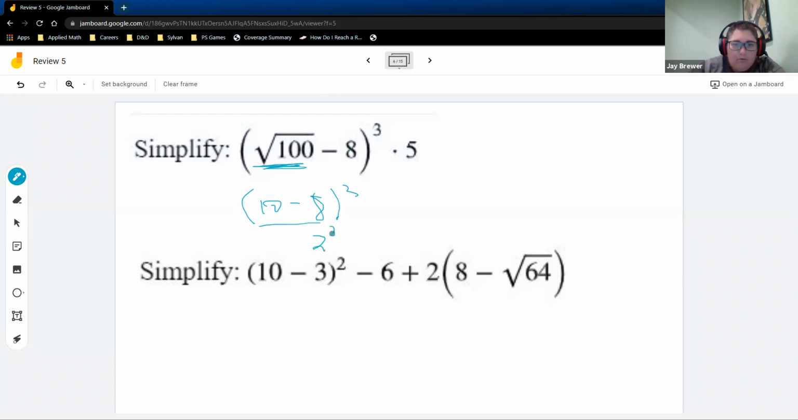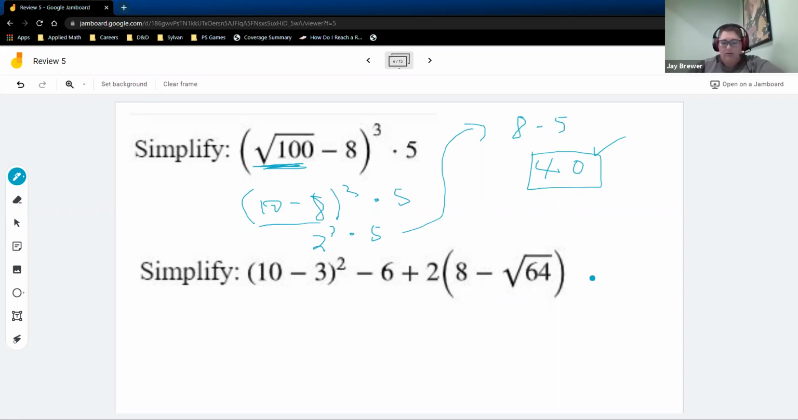So 2 cubed, and we still have to remember we have this times 5 out here. And then 2 cubed is 2 times 2 times 2, so that's 8 times 5, and that's going to give us a 40. Sorry, in my work, I definitely wrote a 6 down. See, this is why you can't be sloppy when you're writing. So I ended up getting the wrong answer at the end, but it is a 40. Okay.